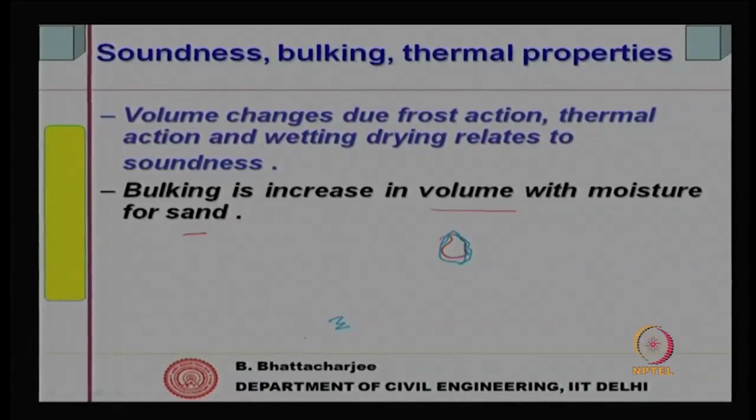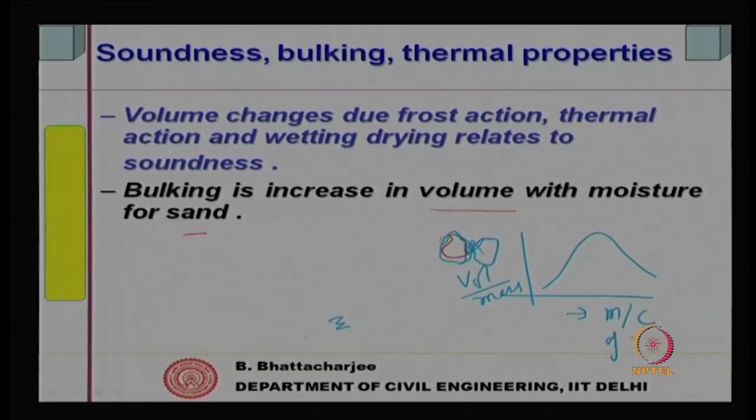Now, when it absorbs moisture, its effective size increases. So, initially there will be pushing of the particles, but a time comes when all this water collapses and the particles come close to each other. So, if you plot volume for a fixed mass, then you get this sort of curve. The volume increases with moisture content of sand, picks up a peak and then it reduces. So, this is called bulking of sand, the bulk volume increase.